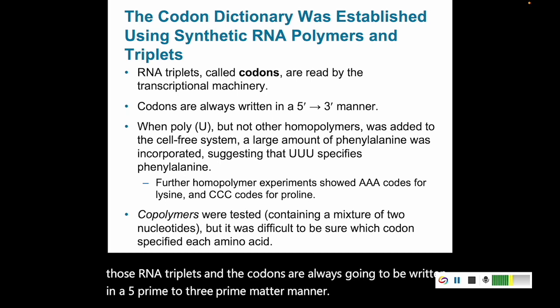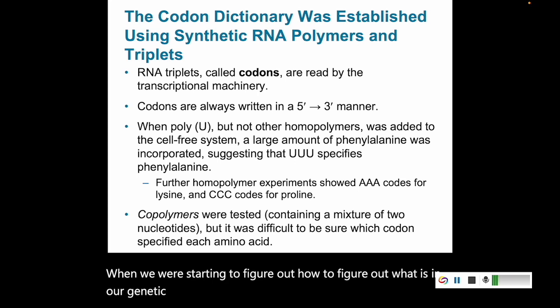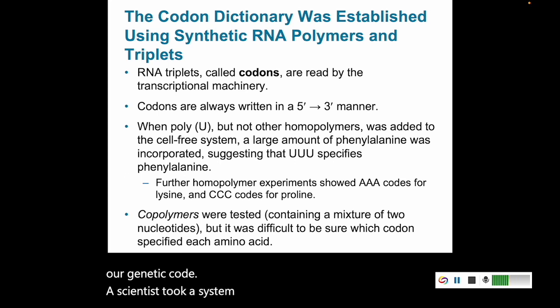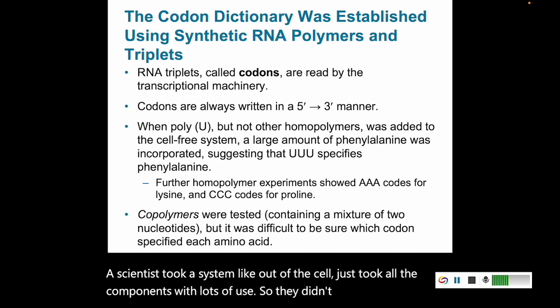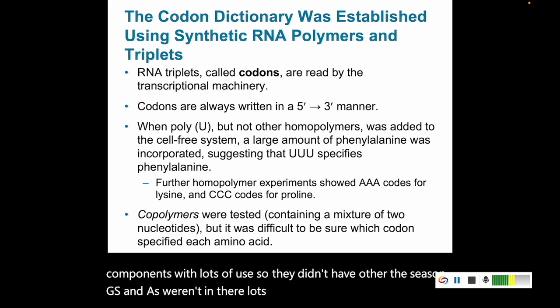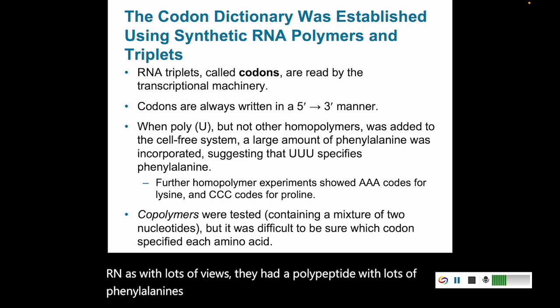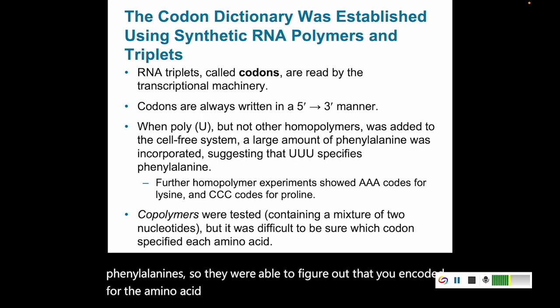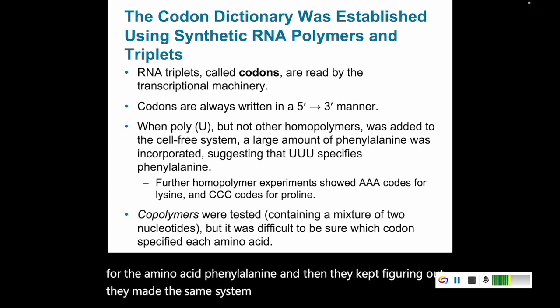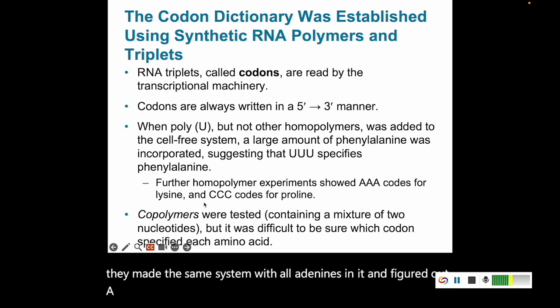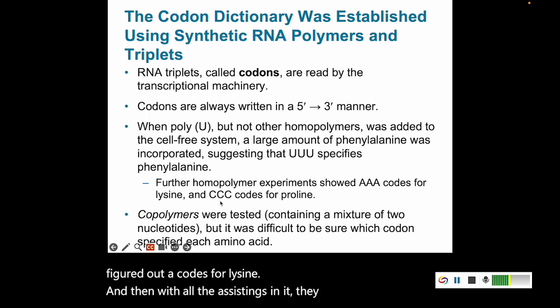When we were starting to figure out what is in our genetic code, a scientist took a system out of the cell, just took all the components with lots of U's. So they didn't have the C's and G's and A's in there. When they made RNAs with lots of U's, they got a polypeptide with lots of phenylalanines. So they figured out that UUU encodes the amino acid phenylalanine. Then they made the same system with all adenines and figured out that AAA codes for lysine. And with all cytosines, they figured out CCC codes for proline.